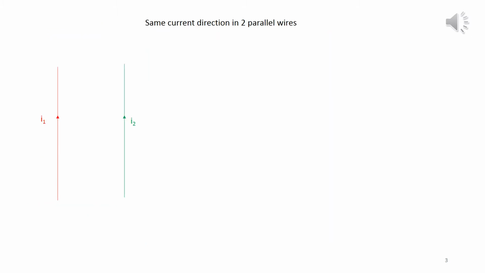For two parallel wires, we have the current going upward in both. So think about the magnetic field created by one wire on the other.